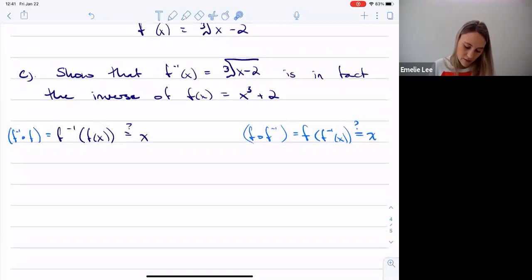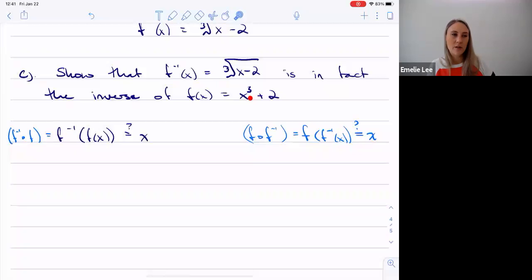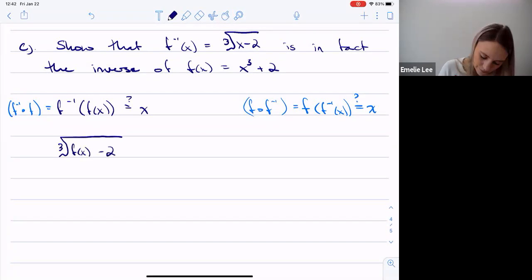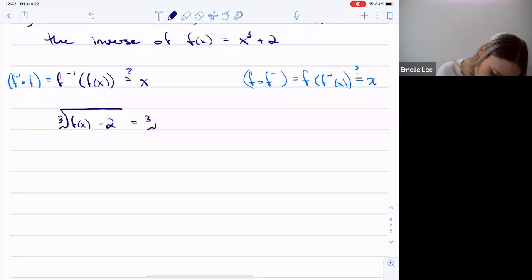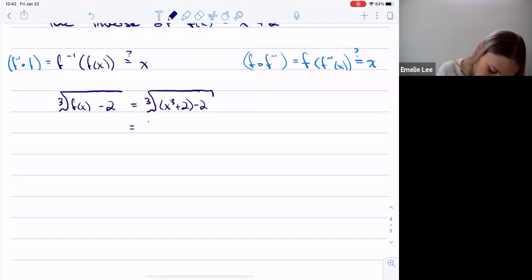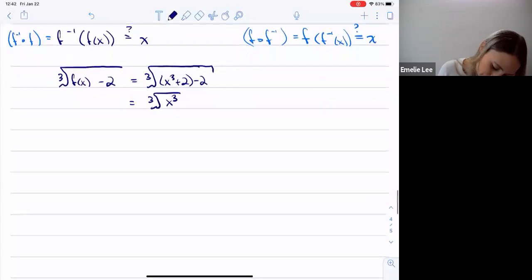So the inverse function composed with the original function, I'm going to rewrite the inverse. So I've got the third root of f of x minus 2, which is going to be, once I substitute in f of x, x to the power of 3 plus 2, and then minus 2. You can see that it's pretty quickly going to cancel out, right? So the plus 2 minus 2 goes away. So I have the third root of x to the 3, which is x.